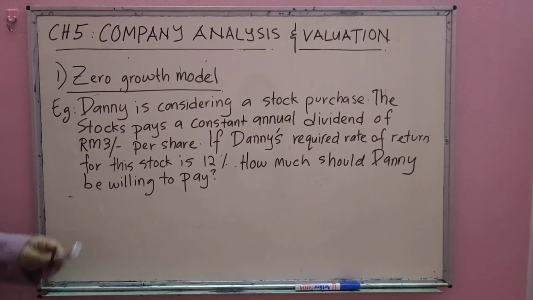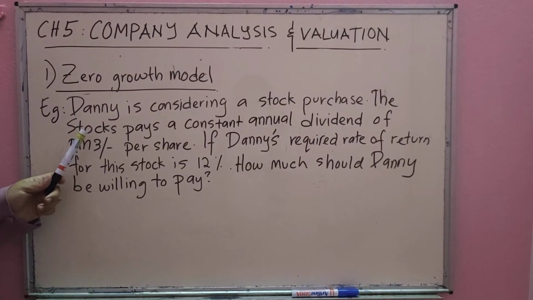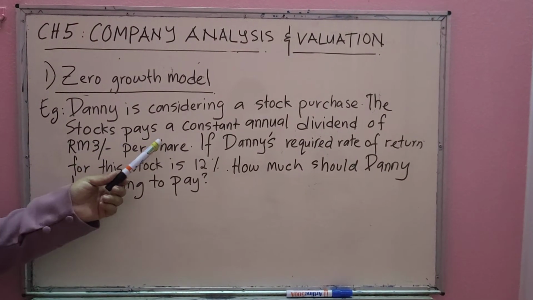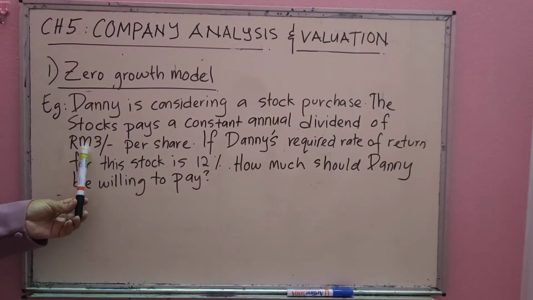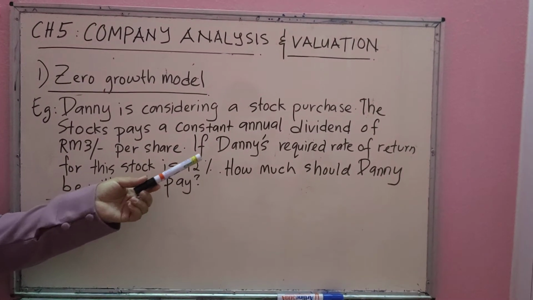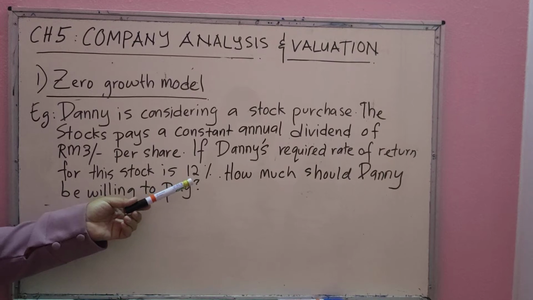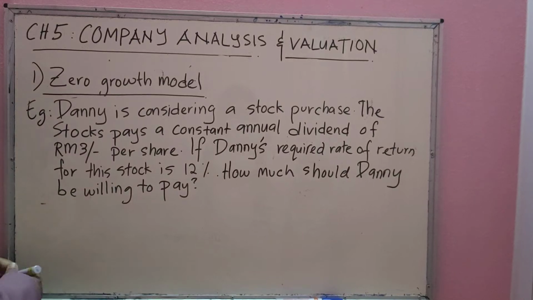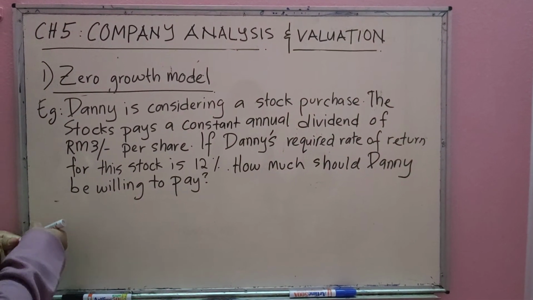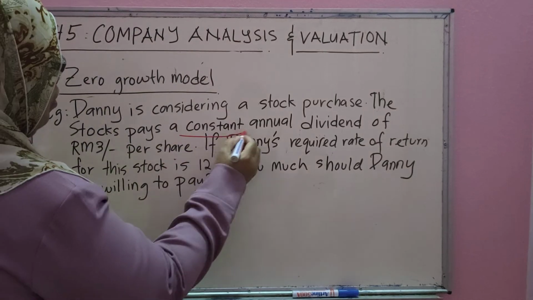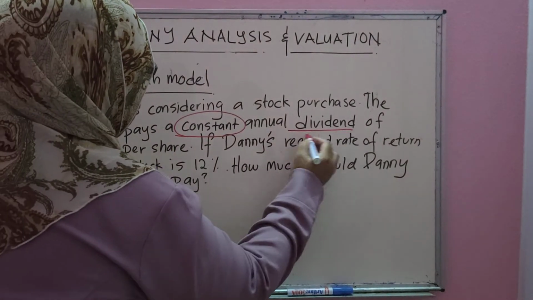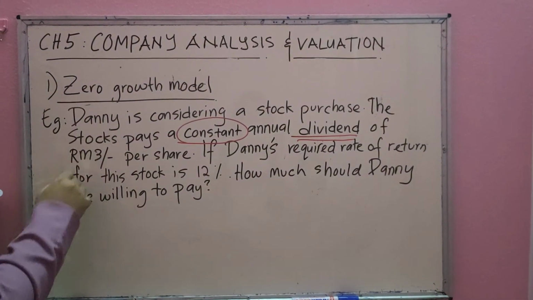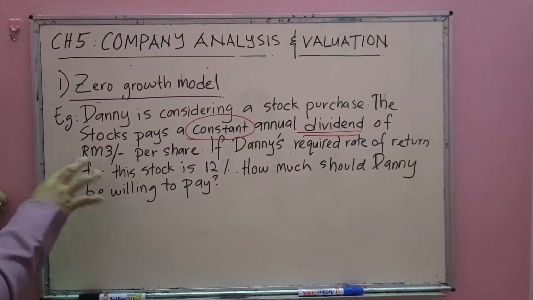Alright, let's look at the first example under the zero growth model. Example: Danny is considering a stock purchase. The stock pays a constant annual dividend of 3 ringgit per share. If Danny's required rate of return for the stock is 12%, how much should Danny be willing to pay for the stock? The keywords here are constant dividend. Based on this statement, we know that there is no growth for the dividend of that particular stock.